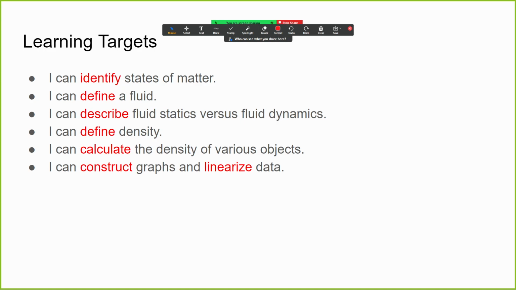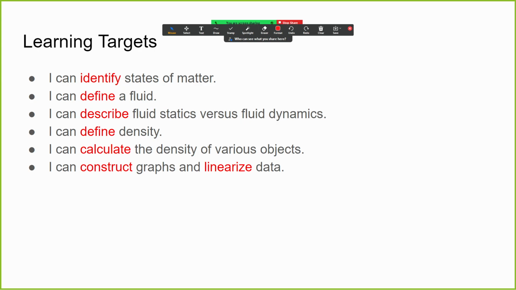I can describe fluid statics versus fluid dynamics, and I know that you all definitely know how to talk about the word static versus dynamic. We spent a lot of time on that in our dynamics unit when we learned all about forces last year for the first time. I can define density. Once again, probably you're aware of the equation for density as being mass divided by volume, but we're going to take a look at what density means in the context of fluid mechanics.